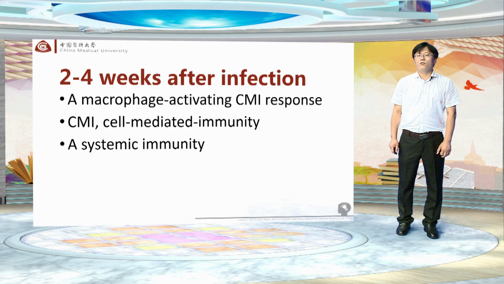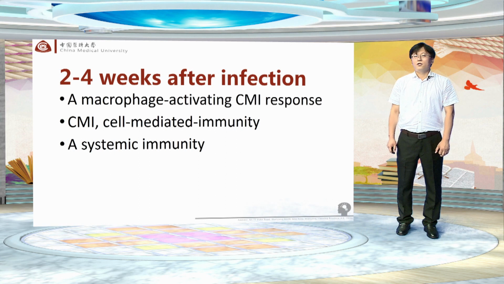After 2 to 4 weeks, two host responses develop. One of them is the macrophage-activating CMI response. What is CMI? CMI is cell-mediated immunity. It is a systemic immunity to TB infection.